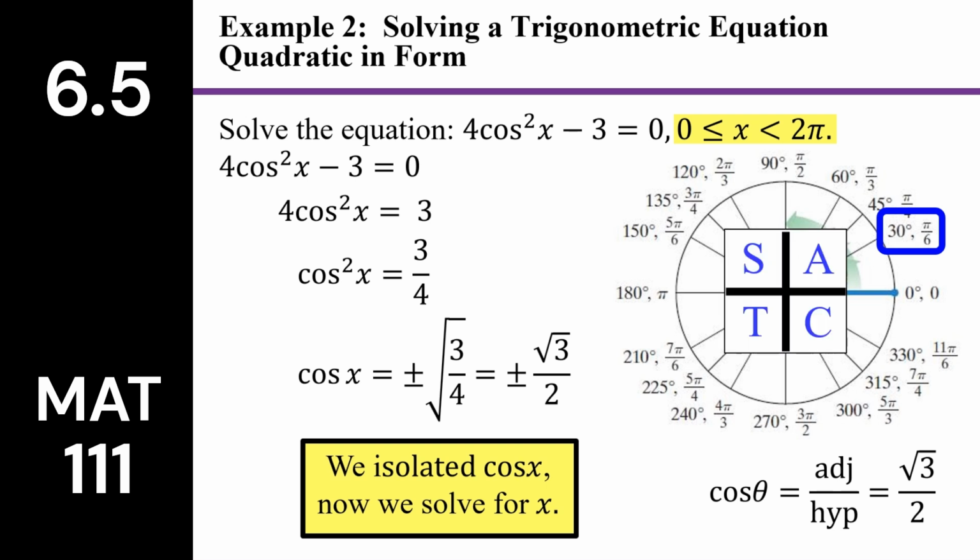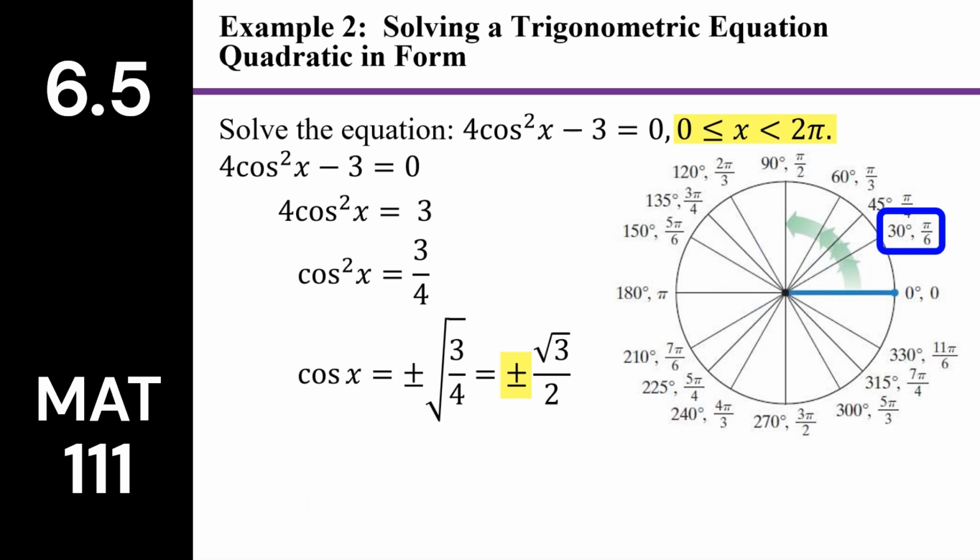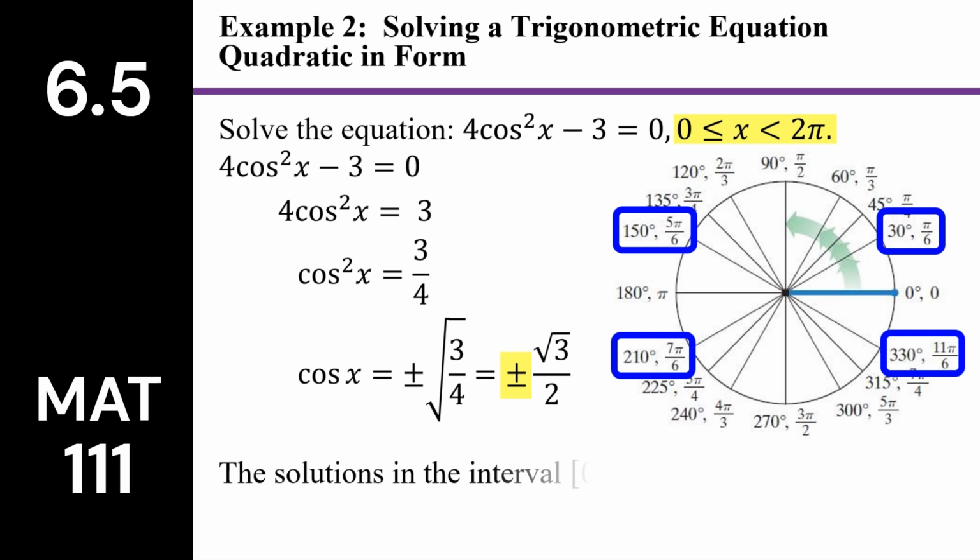And typically we use the All Students Take Calculus memory device to think about sign. But for this problem, there's a plus or minus, so we'll actually have a solution in each of the 4 quadrants. The cosine is a positive radical 3 over 2 in the first quadrant, and also 30 degrees down into the 4th quadrant. The cosine is negative radical 3 over 2, 30 degrees up into the 2nd quadrant, and 30 degrees down into the 3rd quadrant.